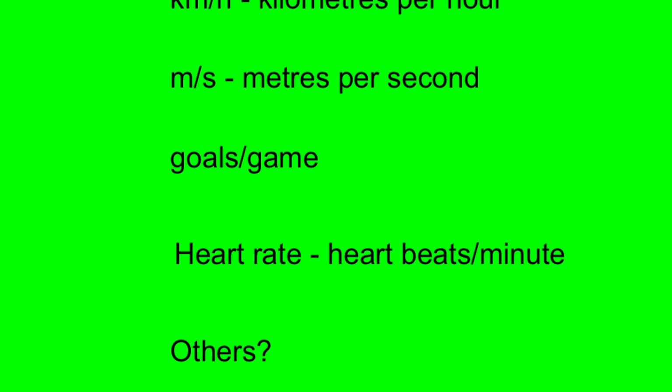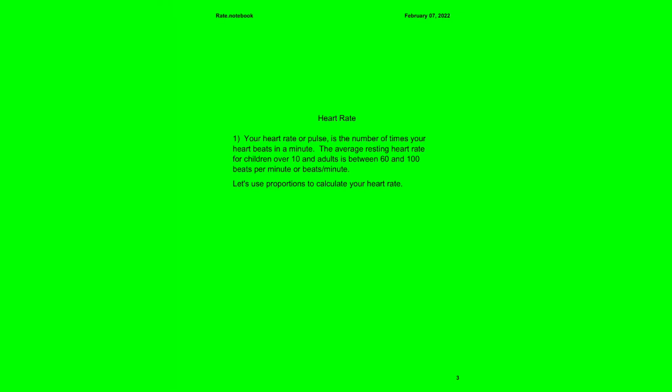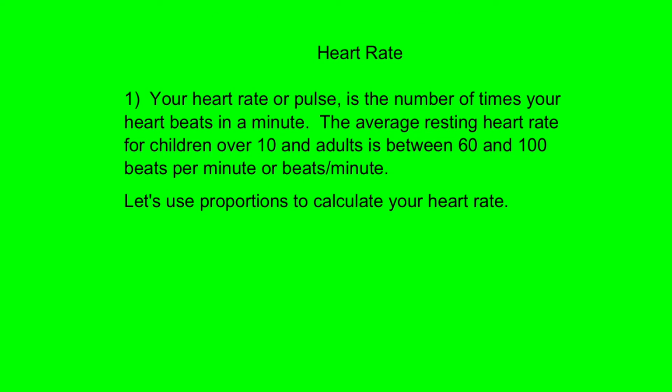What we actually did is the kids in class calculated their resting heart rate and determined if they had an appropriate resting heart rate. Your resting heart rate should be between 60 and 100 beats per minute. We counted our number of beats in 30 seconds, and then we used a proportion, multiplied that by 2 to get our heart rate per minute, or our unit rate.